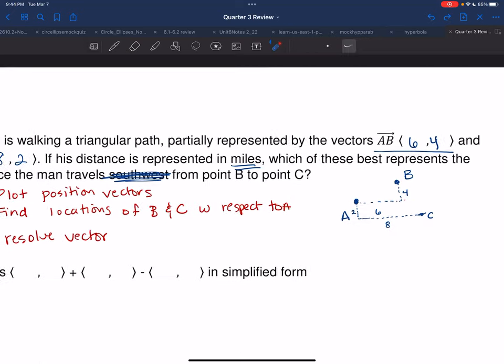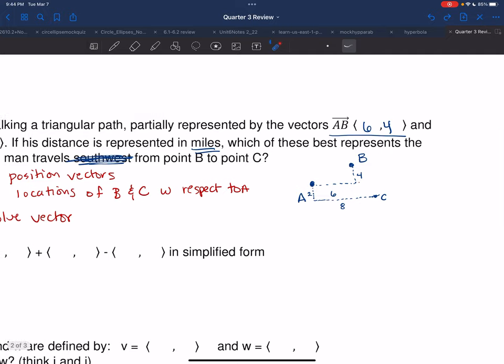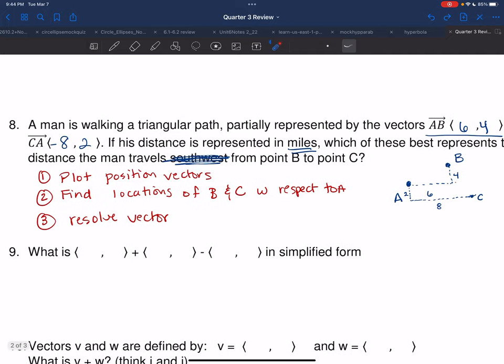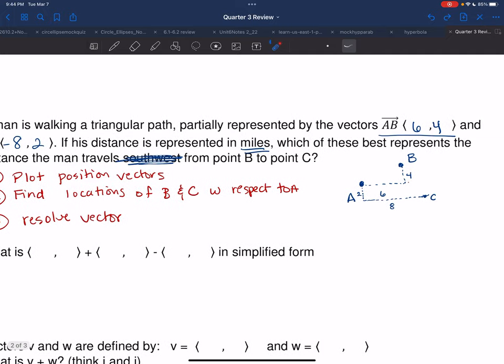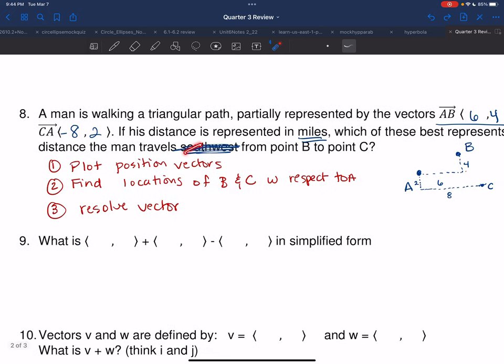Right, here's page 2 of our review. A man is walking a triangular path, partially represented by the vectors AB, which we said was 6, 4, and CA, negative 8, 2. If his distance is represented in miles, which of these best represents the distance the man travels? And we can't say it's southwest. We don't know what direction it is until we do it. From point B to point C.